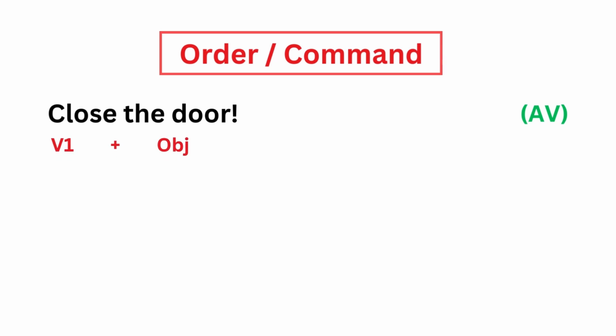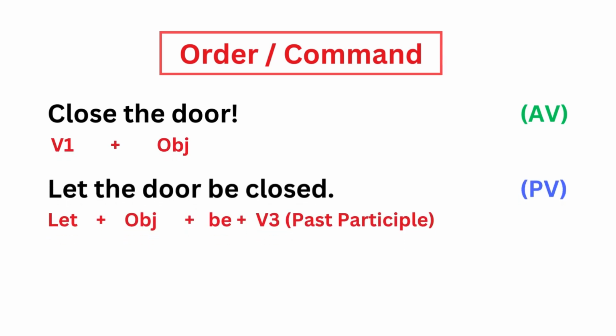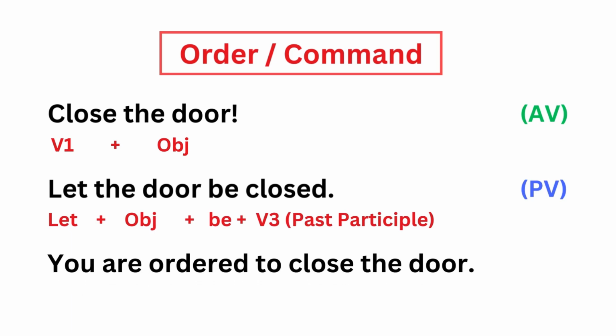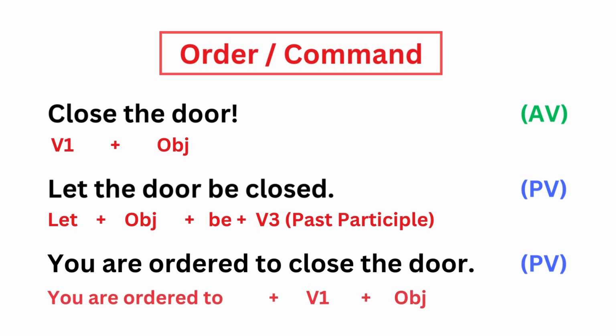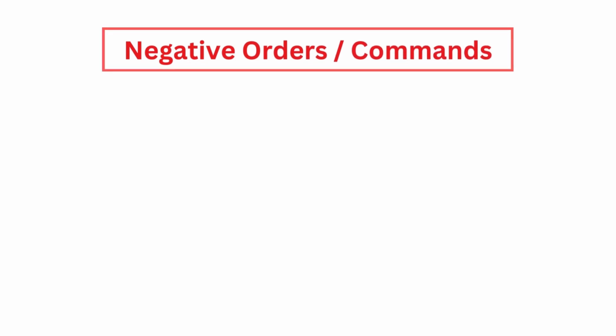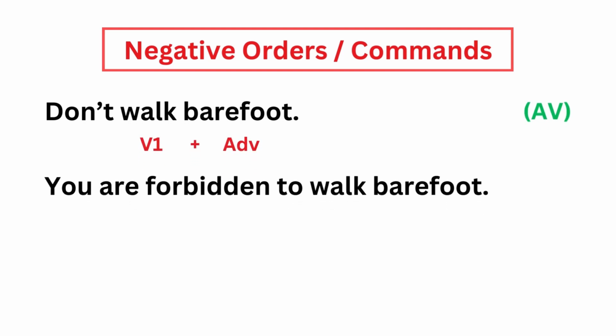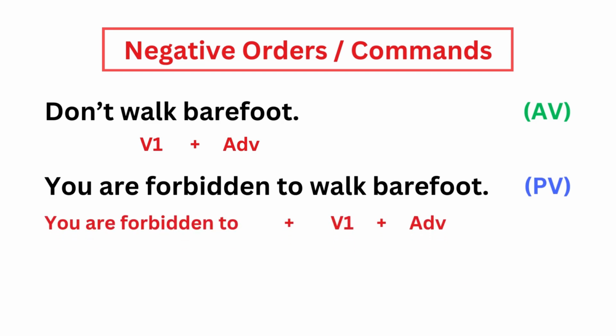An example of giving order or command. Close the door. Let the door be closed. You can also use this structure. You are ordered to close the door. For negative orders or commands, follow this structure. Don't walk barefoot. You are forbidden to walk barefoot.